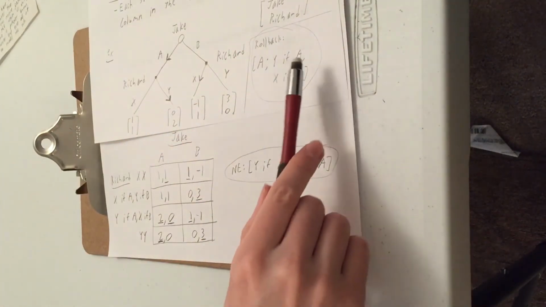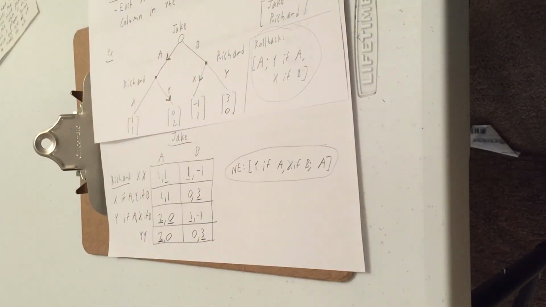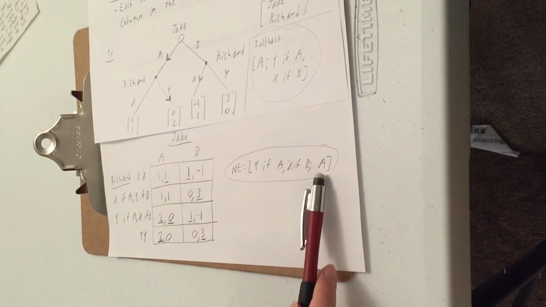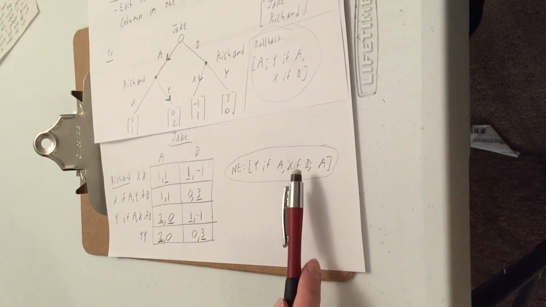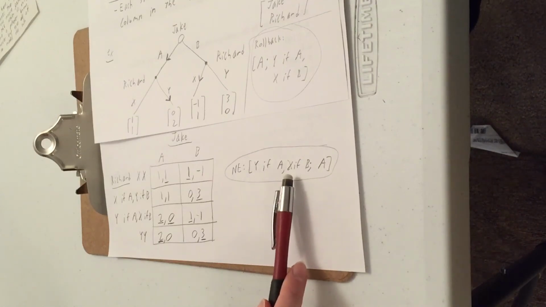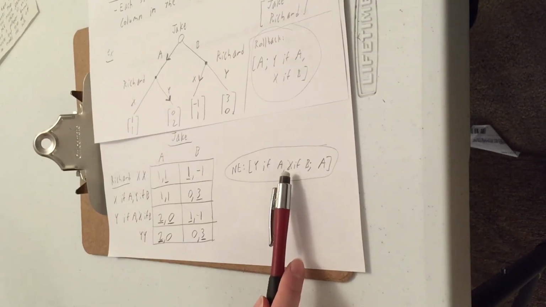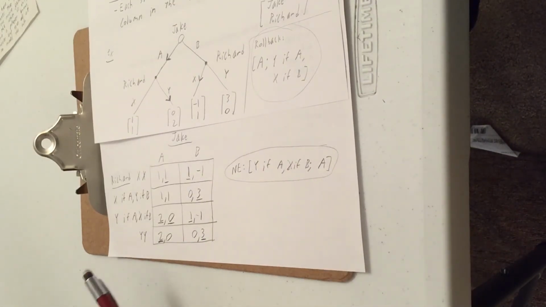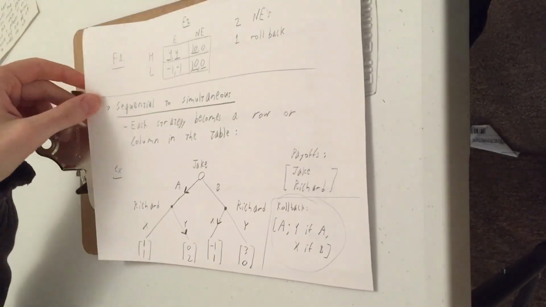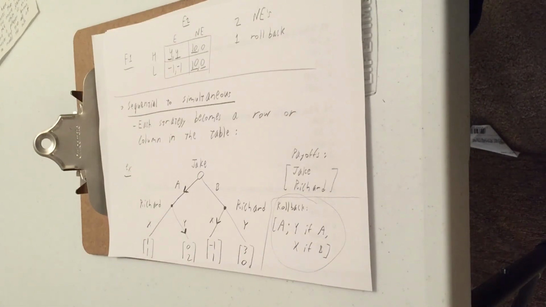So you compare, they're the same thing. Either way, Jake plays A in both rollback and Nash. Either way, Richard plays Y if A, X if B in both rollback and Nash. So it turned out in this game, Nash equilibrium and rollback happen to be the same. We know from the market entry game that we saw earlier, though, that Nash and rollback are not always the same.